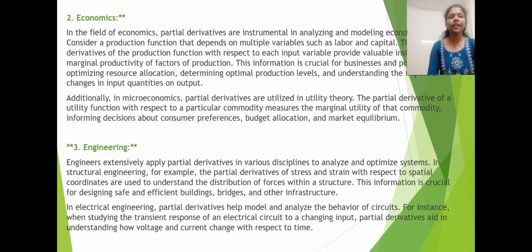Engineering. Engineers extensively apply partial derivatives in various disciplines to analyze and optimize systems. In structural engineering, for example, the partial derivatives of stress and strain with respect to spatial coordinates are used to understand the distribution of forces within a structure. This information is crucial for designing safe and efficient buildings, bridges, and other infrastructure.